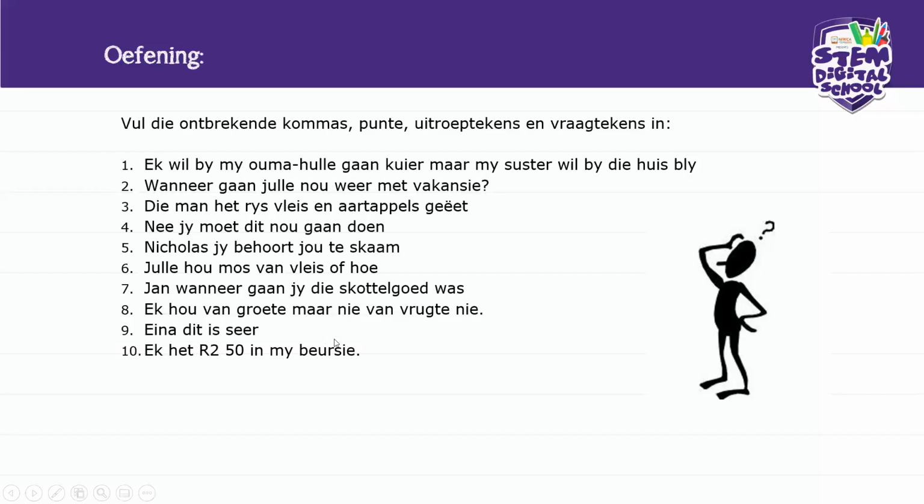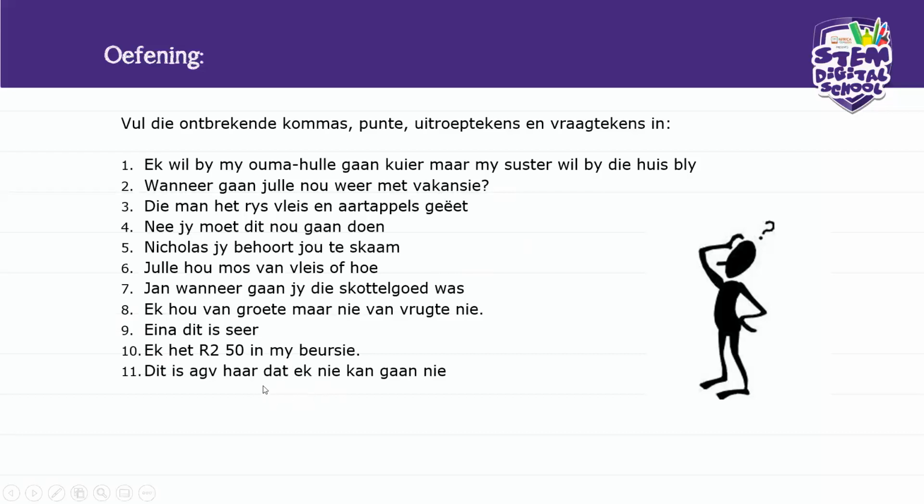Next one. Ek het R2,50 in my beursie. Very easy one. Ek het 2, and then there should be a comma, 50 in my beursie. Do you see there? Remember, it's okay, Tiana, don't worry. A comma between the 2 and the 50, because it divides rand and cent from each other. There you go. Next one.